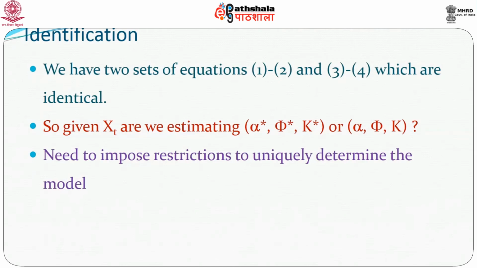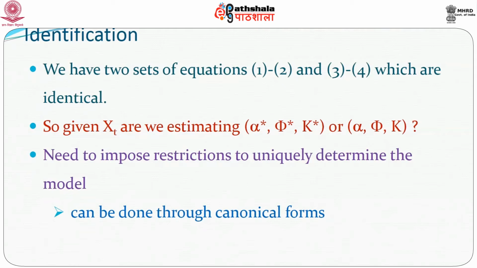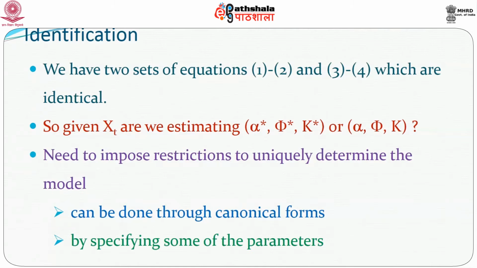One way that we can do it is we can write the model in the canonical form. The other way is that we can specify some of the parameters. Specifying some of the parameters really means that we are putting restrictions on the parameters. So either through restrictions of the parameters or through some standard form, we can probably identify the model.